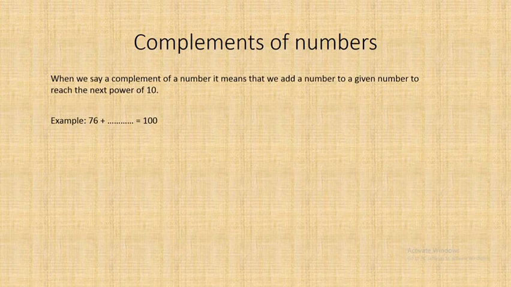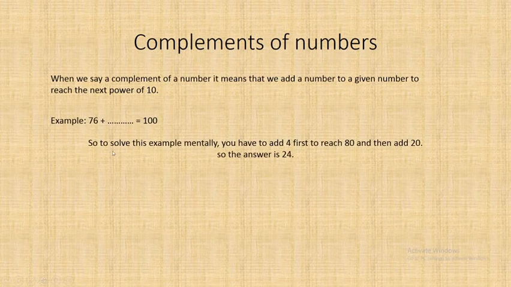So it's very easy to think, like here, I want to reach with this 6, I need to reach the next 10. Like if I add 4 to 76, it's gonna be 80. So it's gonna be easy right now. When it's 80, if I add 20 to this 80, it's gonna be 100. So I added 4 at the beginning, and after that I added 20, so it's gonna be 24. This is the answer. So to solve this example mentally, you have to add 4 first to reach 80, and then add 20, so the answer is 24.